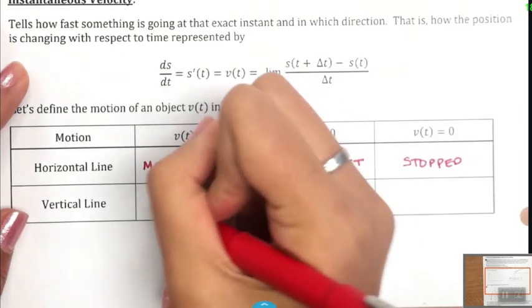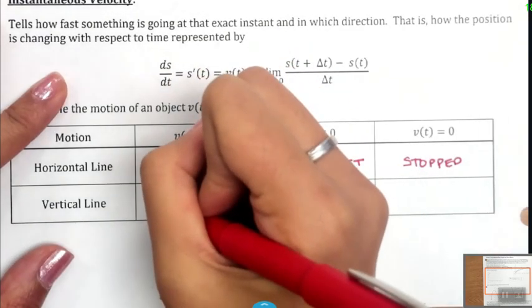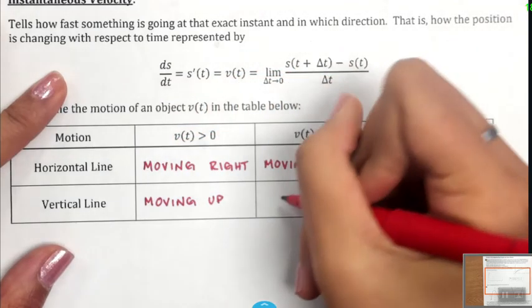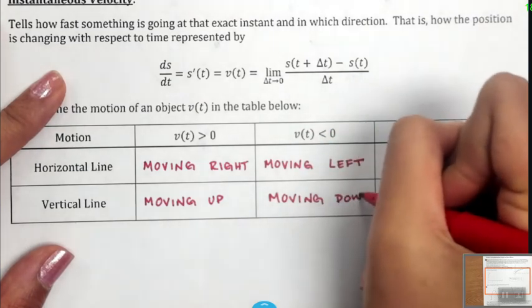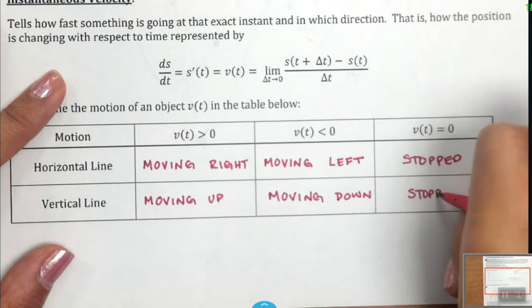And on a vertical line, if your velocity is greater than 0, you're moving up. If v is less than 0, you're moving down. And if v equals 0, you're also stopped.